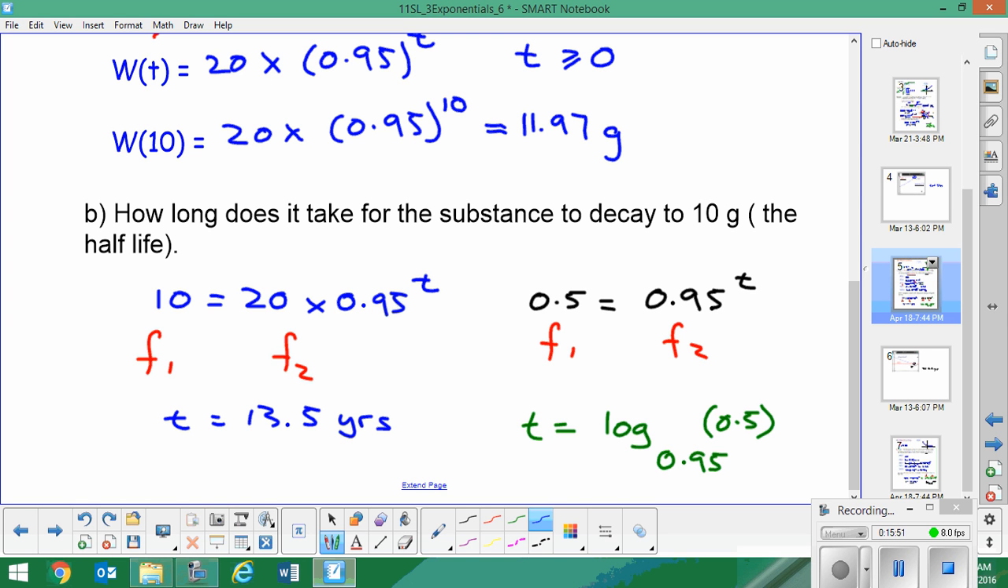Right, so hopefully you've got a better understanding of how we can model exponential growth or exponential decay. So have a go at the questions now, and we'll have a go at those in class.